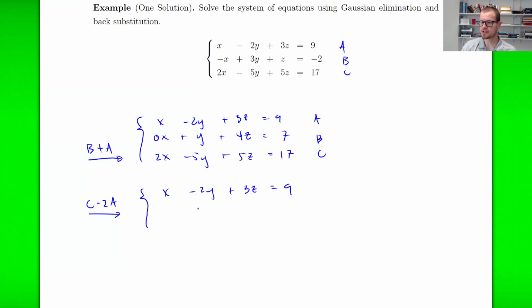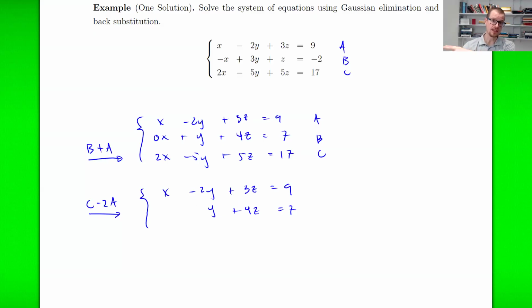So I have 0 x's, I have 1y, I have 4 z's. This is equal to 7. And the third equation is the one that I am manipulating. I am taking this equation and subtracting 2 of those. 2x minus 2x gives me 0 x's. Negative 5y minus 2 of those. Here it requires some mental math.